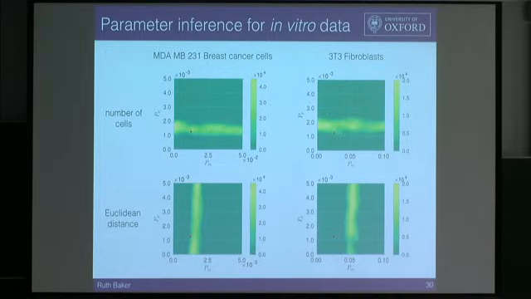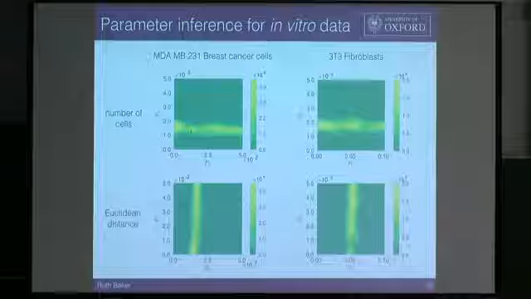And so here are the results. It shows that we can get a fairly good estimate for the proliferation rate, both for the breast cancer cells and the fibroblast cells, by looking at the number of cells present in the assay and how that changes over time. And then if we are able to track cells, then we can also get fairly good estimates of the motility rate. What are the red dots?